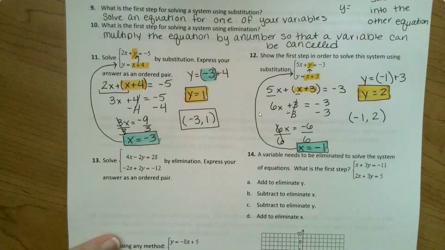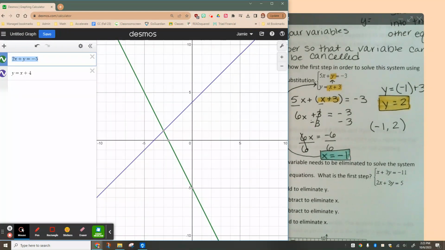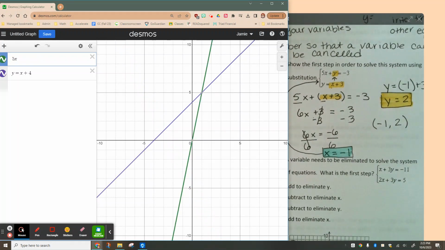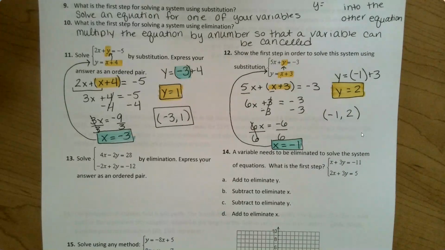As our ordered pair, we're going to verify that with Desmos. Again, you can always check by substitution. You can plug in your ordered pair into your two equations and verify that it's a solution. It's 5x plus y equals negative 3. But if you have Desmos, use Desmos to verify. And y equals x plus 3. And here I have negative 1, 2, which is what I have here. So that is the solution.